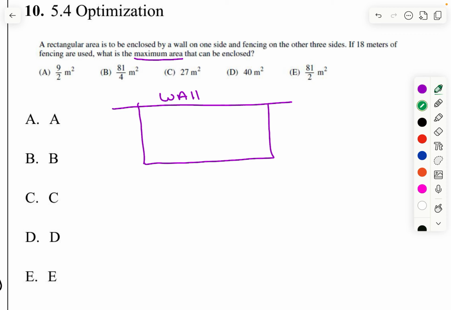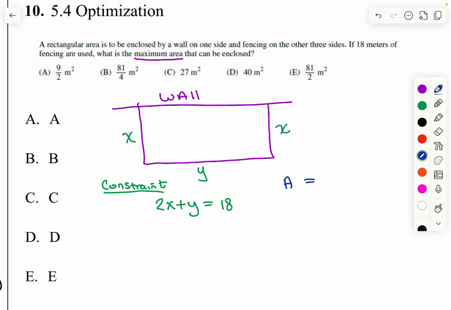So right now, I need to call that a variable, and that a variable. And I know that 2x plus y has to be 18. Okay, that's called a constraint. You obviously don't need to label this, but that's a constraint. And we're trying to find the maximum area. So we want to maximize area. So I want my area to be maximized.